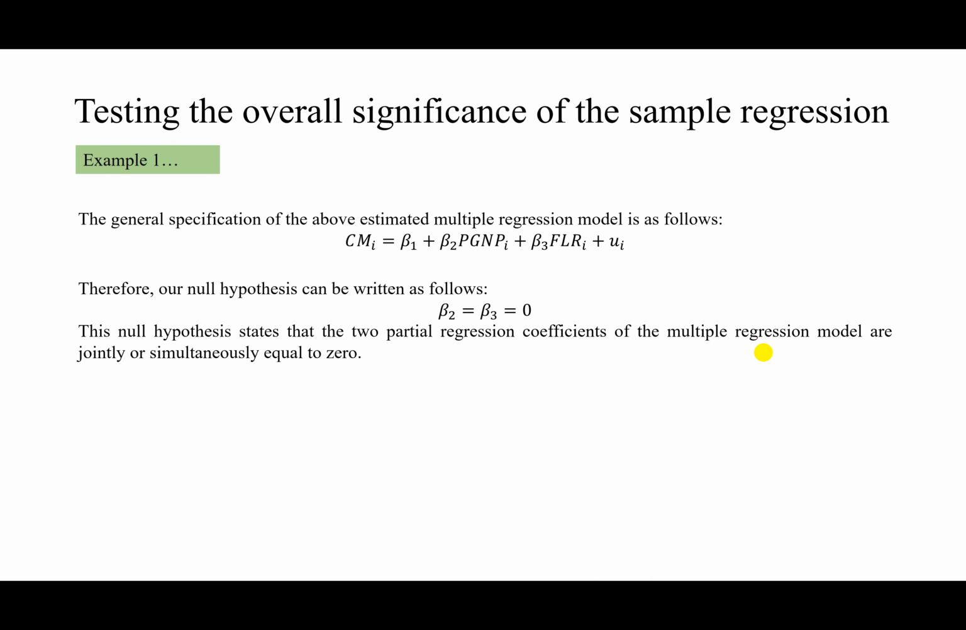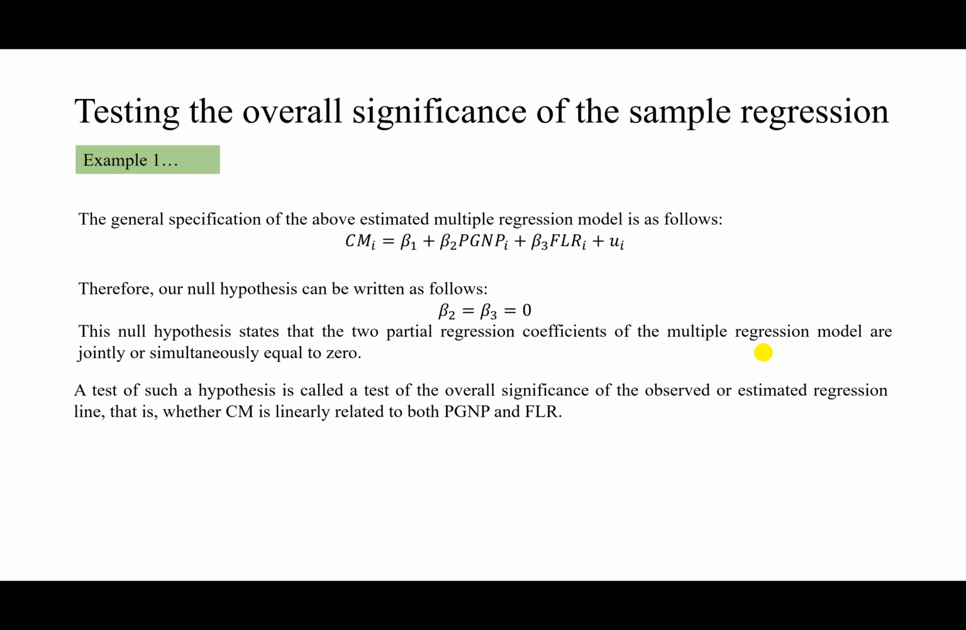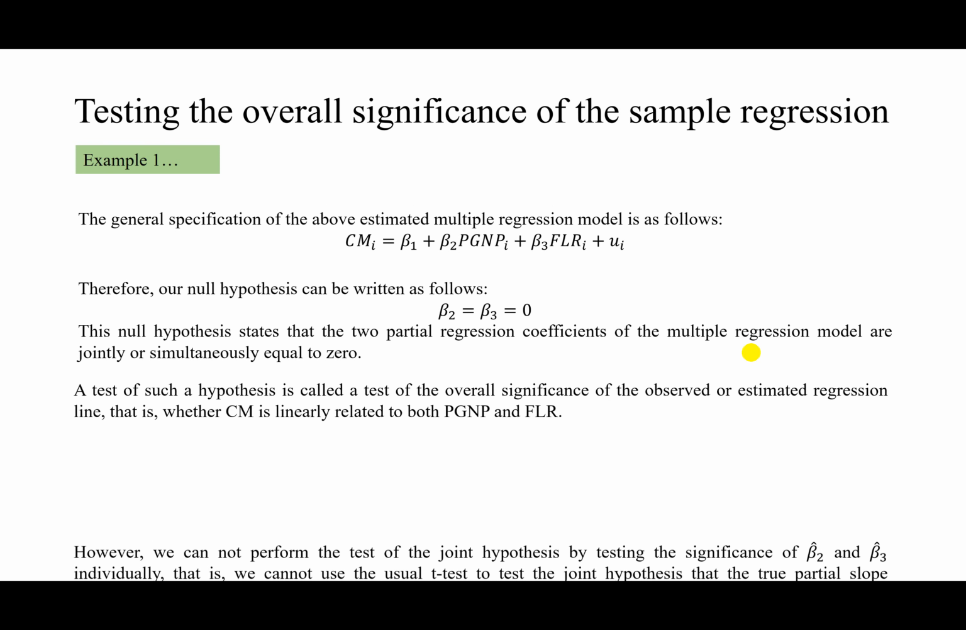Therefore, our null hypothesis can be written as follows. Beta 2 is equal to beta 3 is equal to 0. This null hypothesis states that the two partial regression coefficients of the above multiple regression model are jointly or simultaneously equal to 0. As discussed, this kind of test is called the overall significance of the observed or estimated regression line. That is, in this case, where the child mortality is linearly related to both PGNP and FLR.